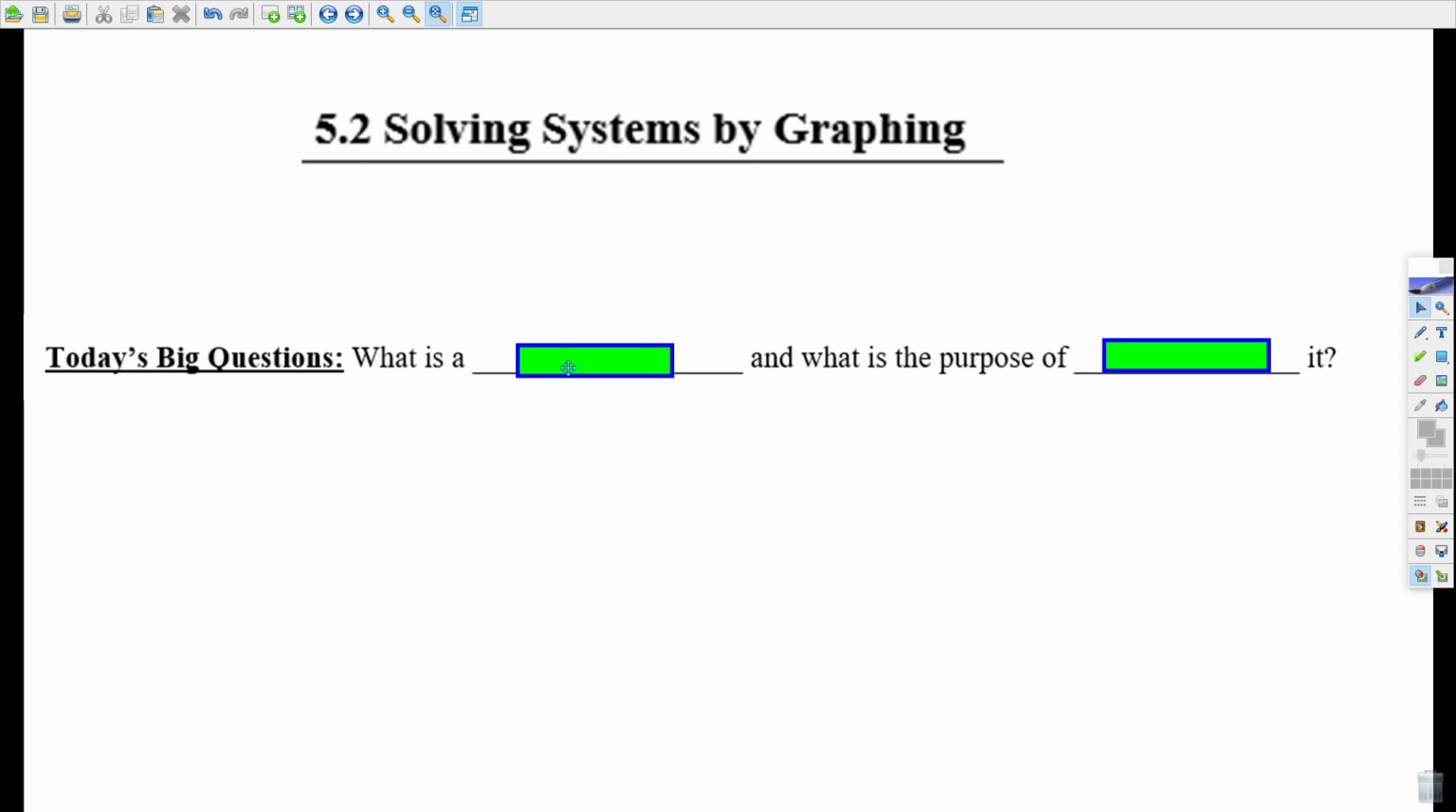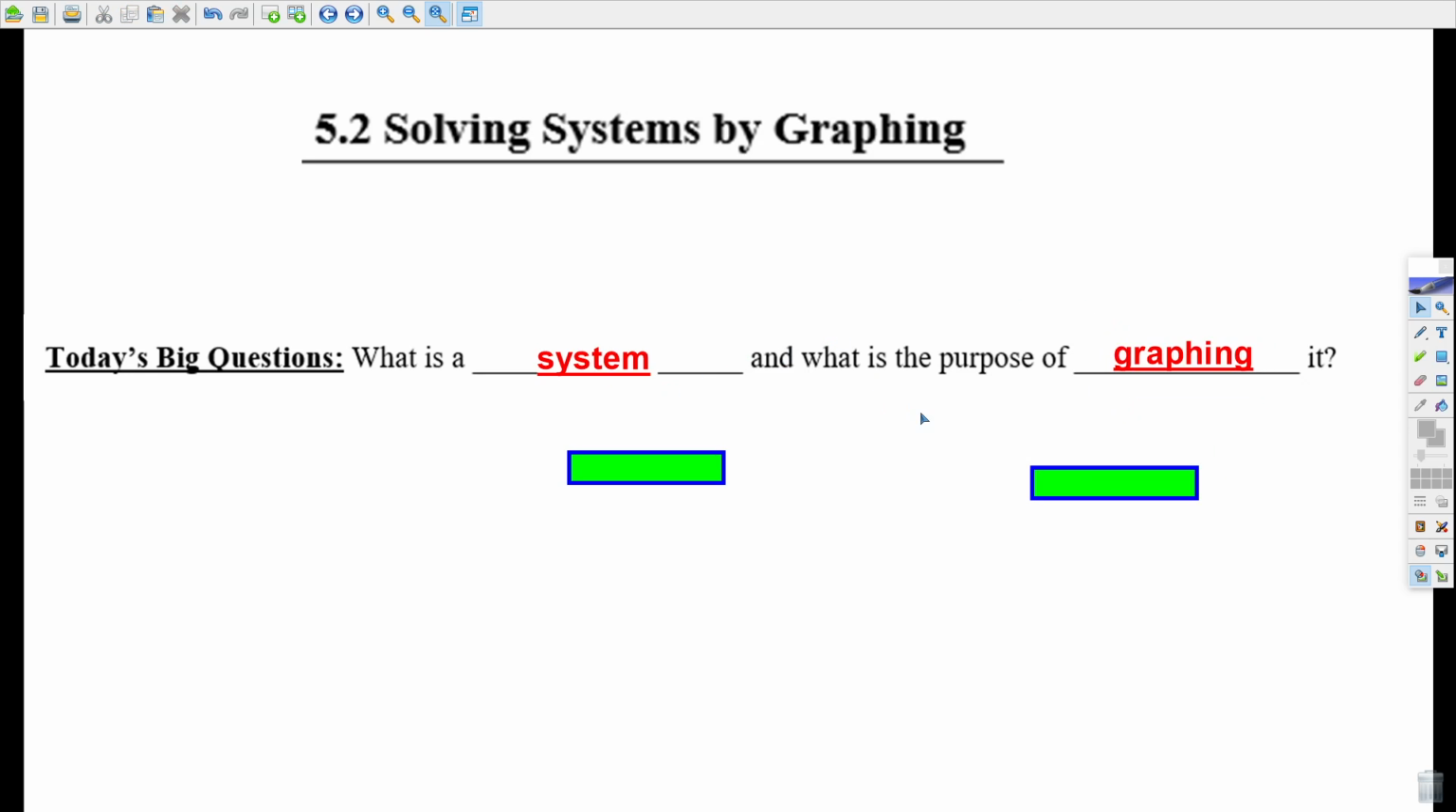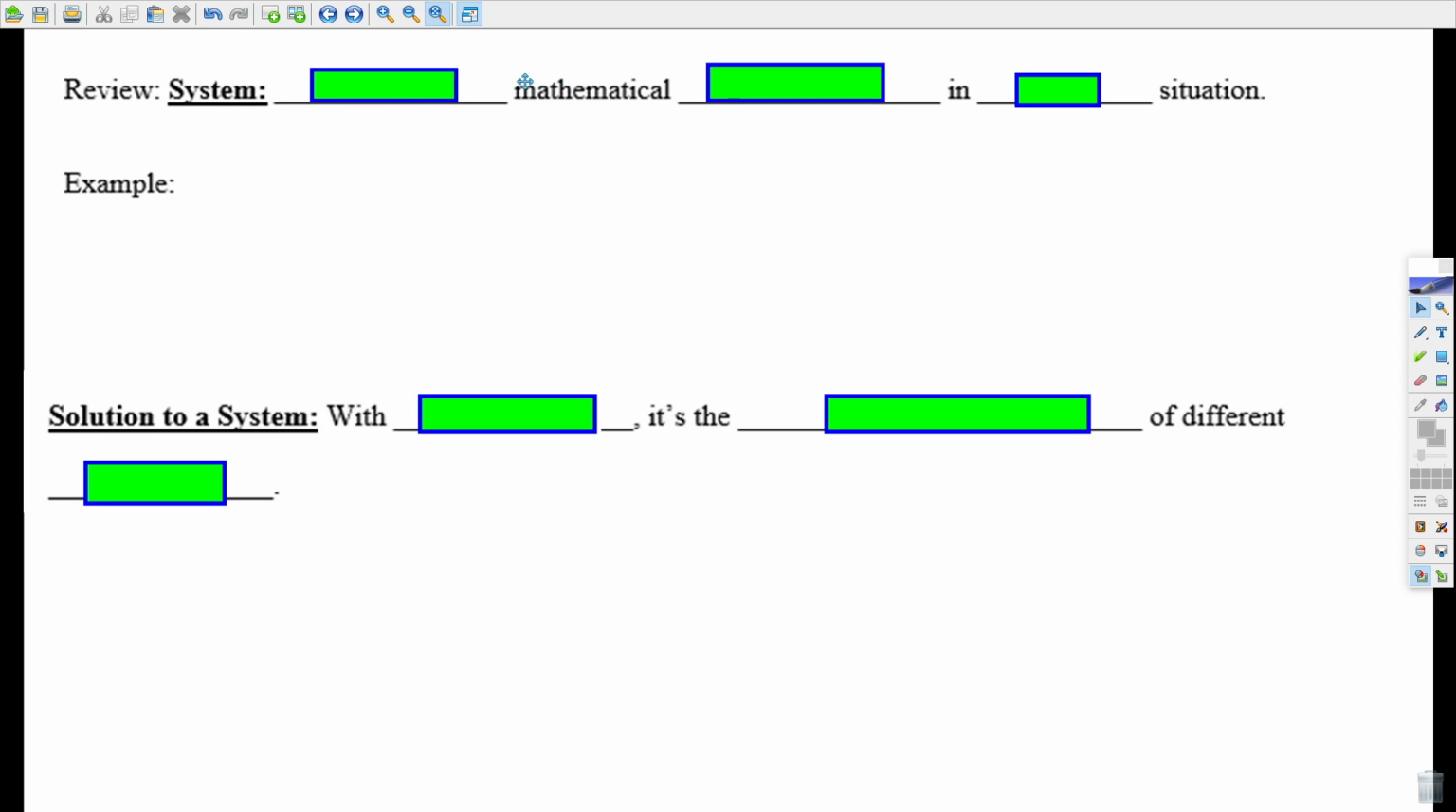So what are we going to do today? So what is a system? Talk about that. And then what's the purpose of actually graphing it? So we're actually going to learn multiple ways of solving systems. Today is just going to be with graphing. And we'll use Desmos a little bit. But most of it we'll do by hand when we graph it.